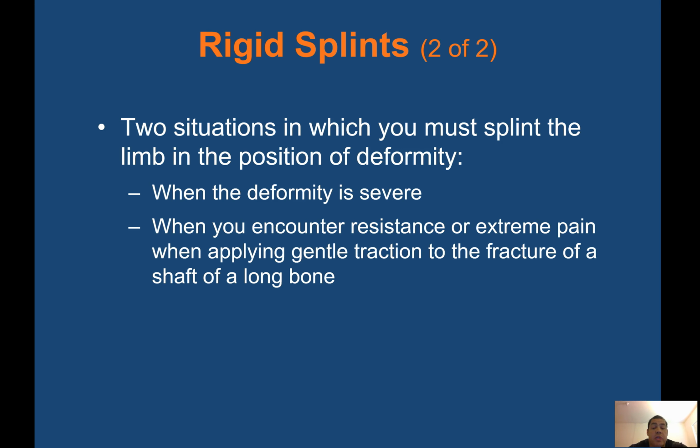2 situations in which you must splint the limb in a position of deformity: when the deformity is severe, and when you encounter resistance or extreme pain when applying gentle traction to the fracture of a shaft of a long bone. So only try to reposition a deformity once. If you're unable to fix the deformity after you try to replace it, just splint it in the position that it's in.